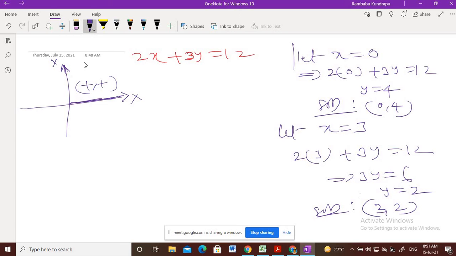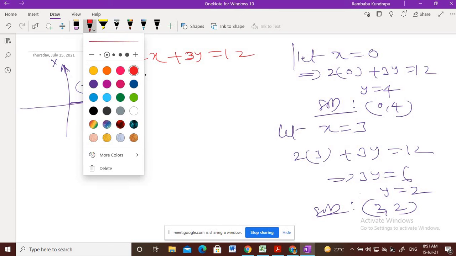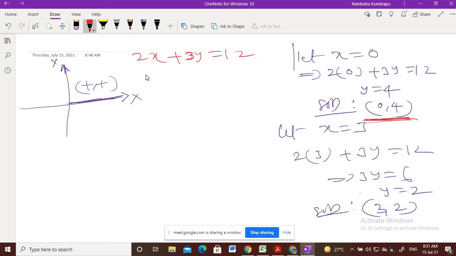Now see, Saubhagya, two solutions: (0, 4) and (3, 2). These two are the solutions. You know that (0, 4) is lying on the y-axis. Generally, just imagine this, (0, 4) is somewhere here, and (3, 2) is somewhere like this.